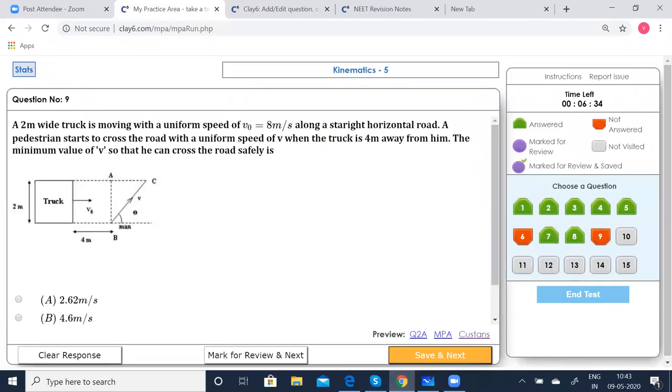Again, coming back to the relative velocity problem, you can see a 2 meter wide truck is moving with uniform speed of V0, which is equal to 8 meters per second along a straight horizontal road. A pedestrian starts to cross the road with a uniform speed of V when the truck is 4 meters away from him. The minimum value of V so that he can cross the road safely is?